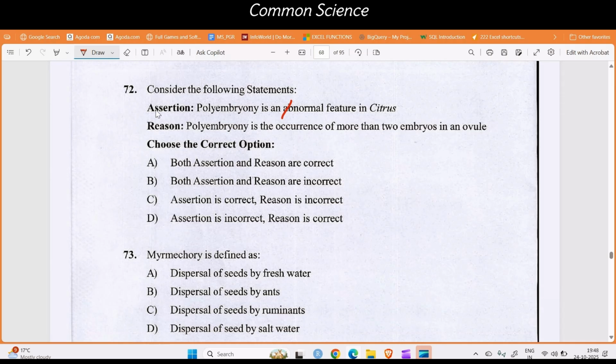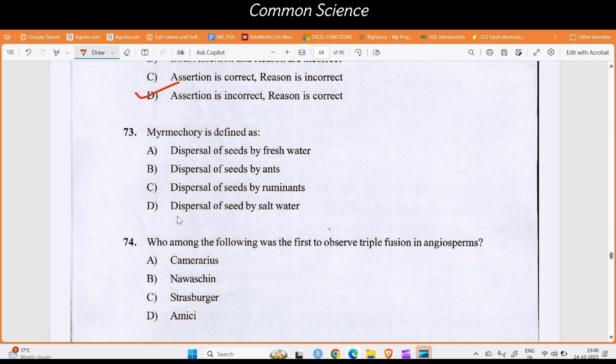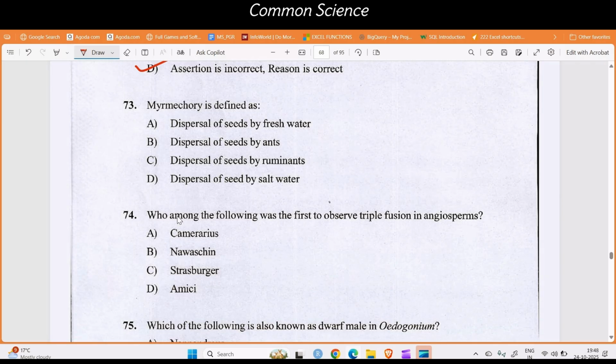So it's incorrect. Polyembryony is the occurrence of more than two embryos in an ovule. Reason is correct. Assertion is incorrect. Question number 73. Myrmecochory is defined as dispersal of seeds by ants.